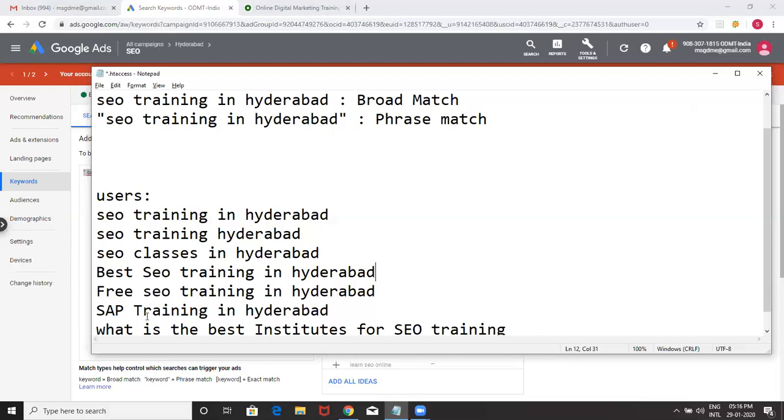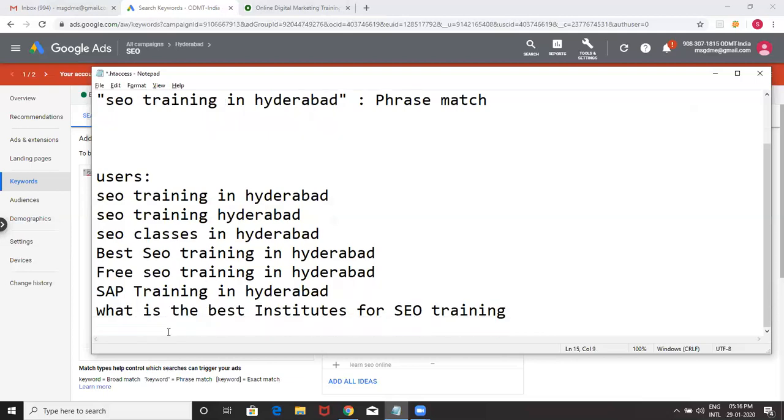For SAP training it will not come. For this also it will not come. But the problem is, for free SEO training also it will appear. The intention of the customer is to join for free, still your ad is appearing. This is one drawback in this match type.